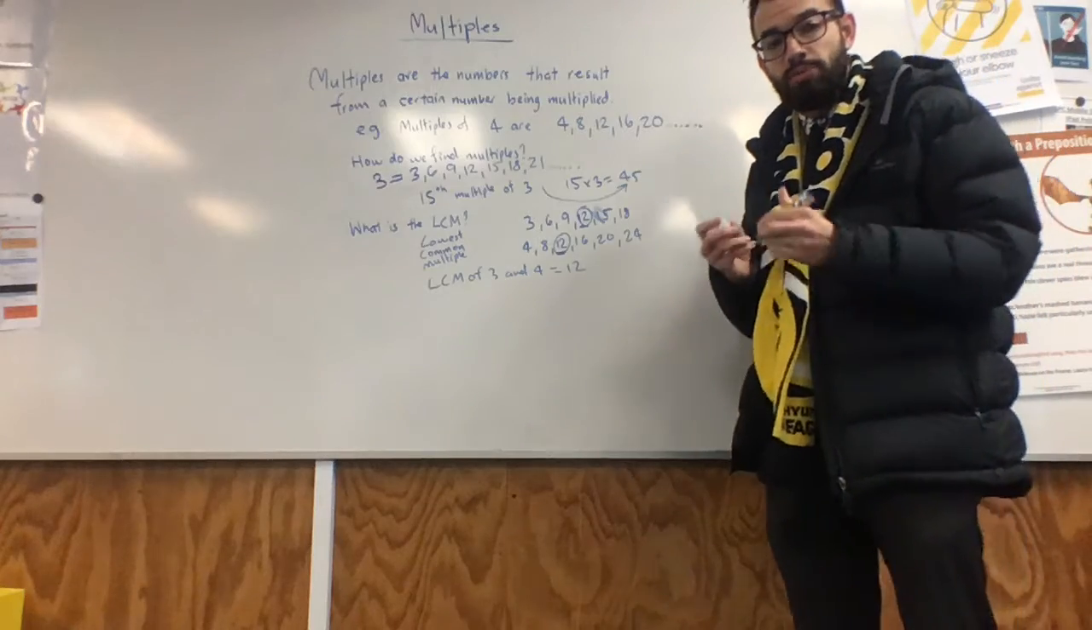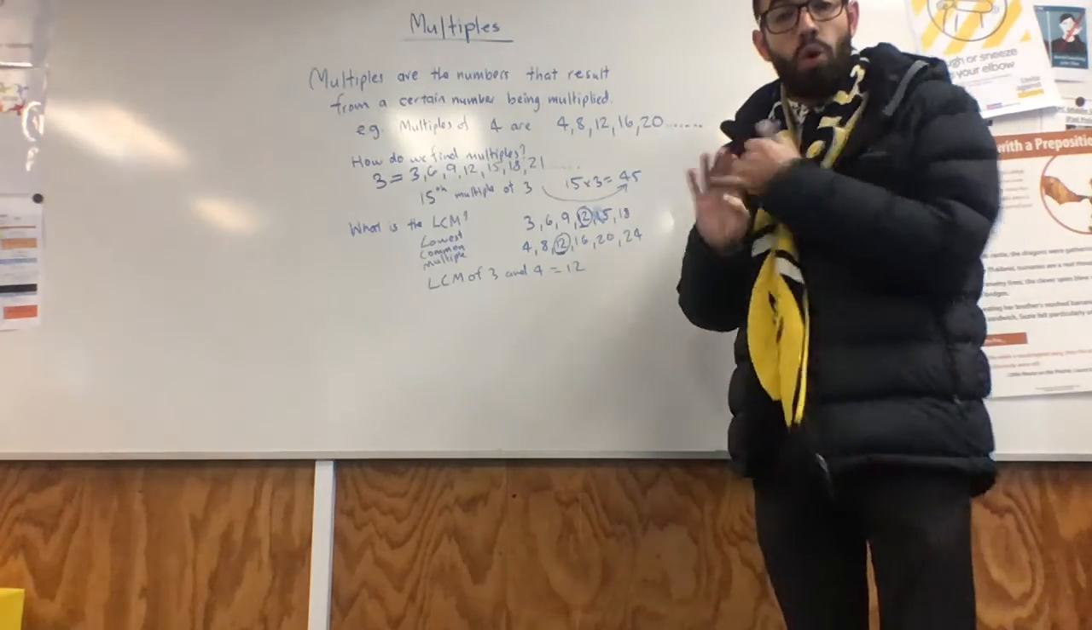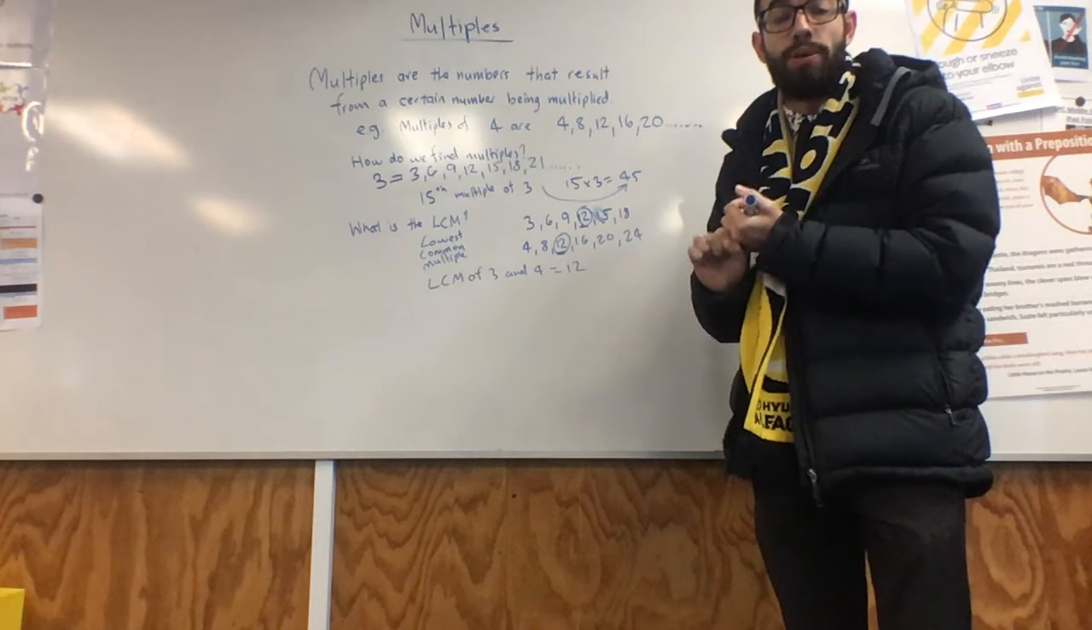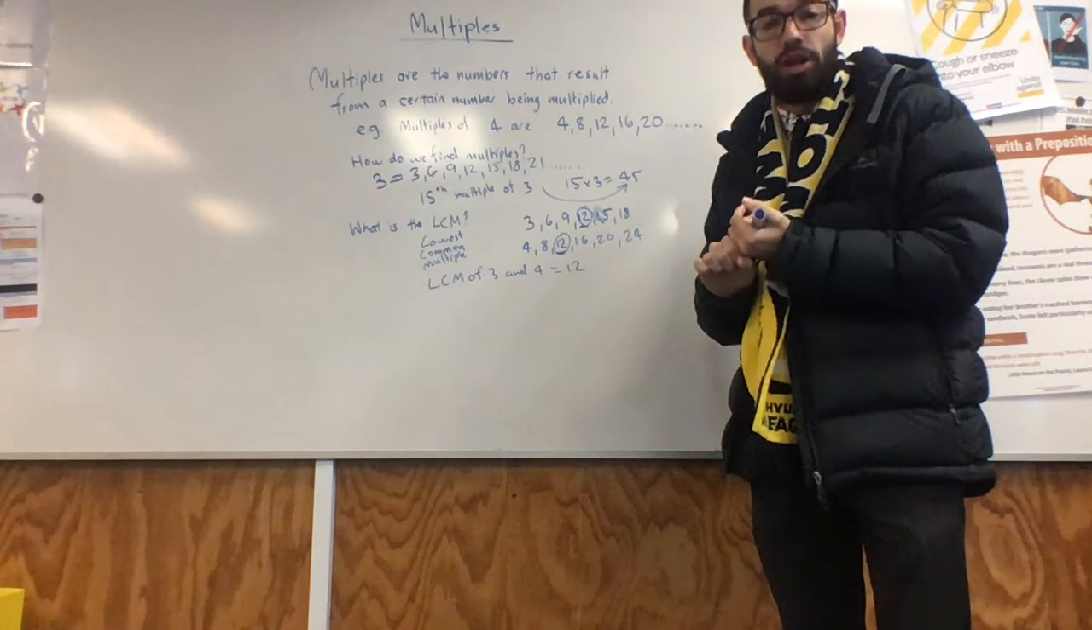Now there are some handy little tricks to finish you off. You can always multiply the two numbers together, and that will guarantee to give you a common multiple. It may not, however, be the lowest.